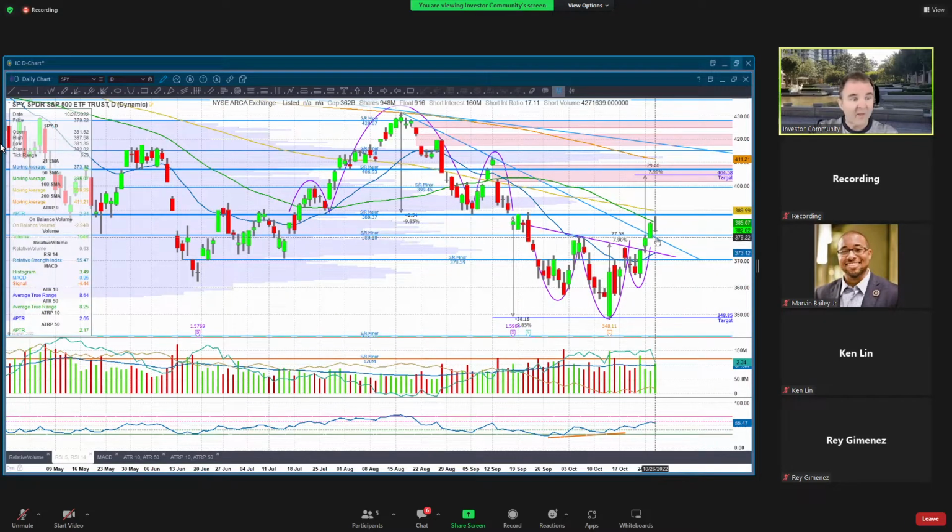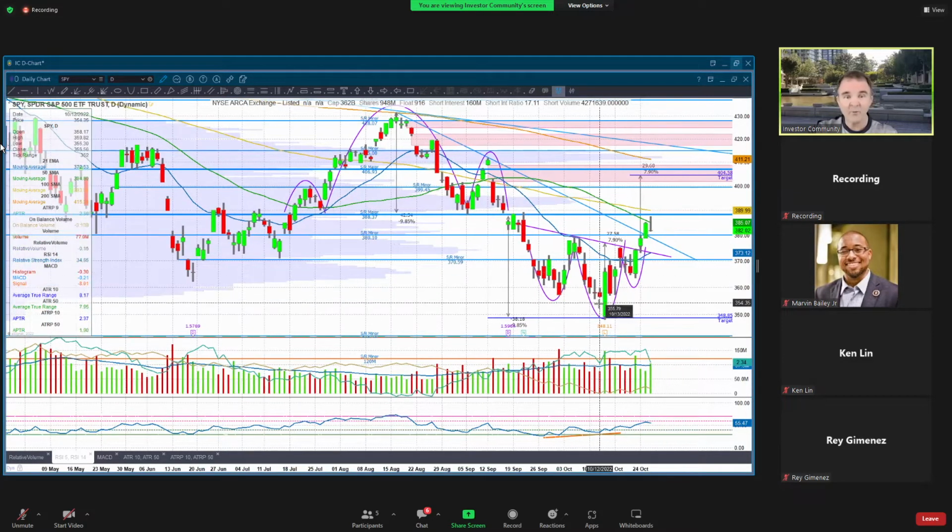But I think that sets us up for a few days of consolidation in this area between, say, 380 and 388. And I think that's just fine and perfectly healthy. Let's take a little break. We've had a nice move. Let's consolidate that for a couple of days.